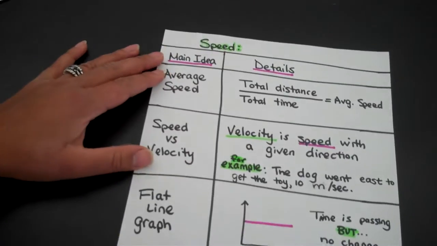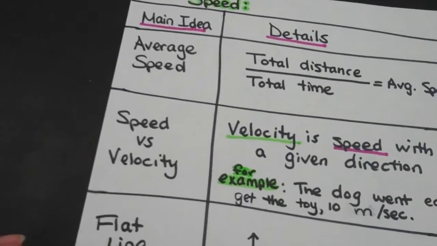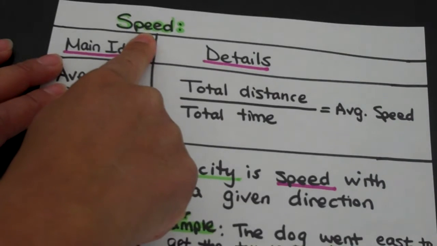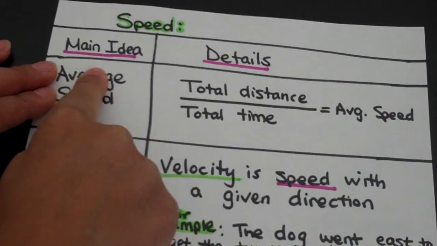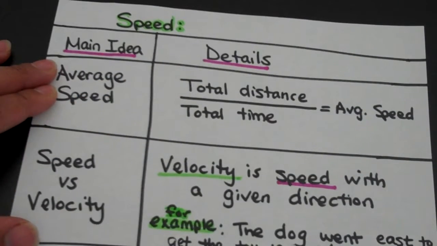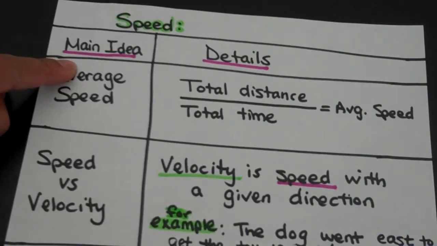Here are the final points that I'd like to make that's important for this graph. I'm going to zoom in a little bit. So at the top, put speed for the title, and then it's a two-column notes, your main idea, details, and then a line. There will be 4 ideas that we're going to talk about.